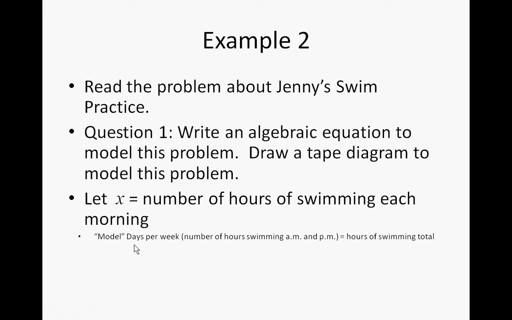So if we model the days per week, our next part can be modeled: number of hours swimming AM and PM is going to be equal to the hours of swimming total. So days per week would be 4. The number of hours swimming both in the morning and the afternoon, since we don't know the morning, that's x, and we do know the afternoon, so that's plus 2. And then the total hours of swimming would be 12. So here is our algebraic equation.